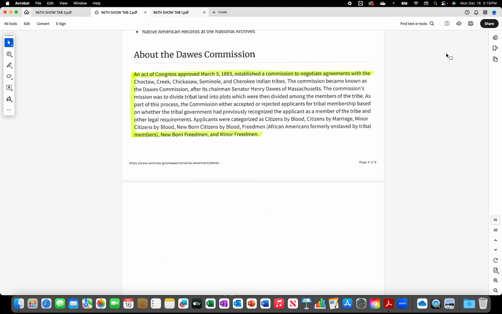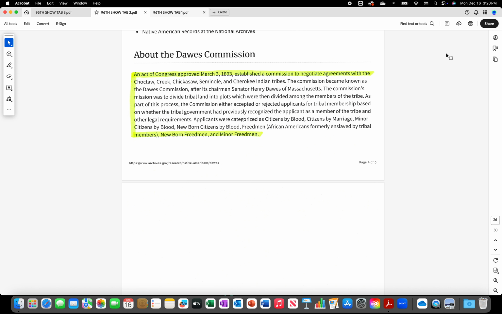An act of Congress approved March 3rd, 1893, established a commission to negotiate. Mind you, 1893. We're talking about 1893, which is the time that the wave of European immigrants, European indentured servants, European slaves came here in waves from the mid 1800s to the late 1800s, early 1900s. This is the time that they came. I'm telling you, looking at the years helps out a lot. Connects a lot of things. Uncovers, lifts the veil, or raises the skirt on a lot of stuff.